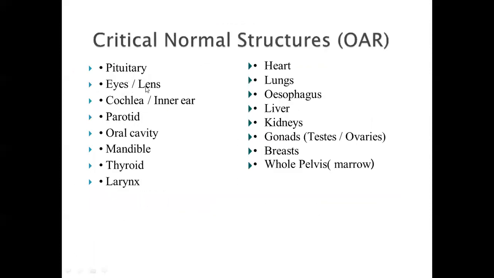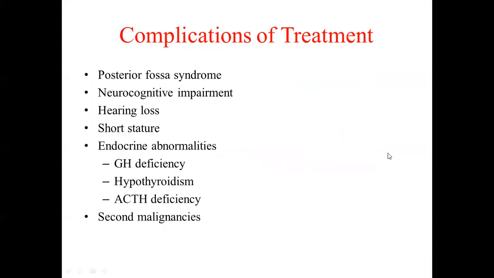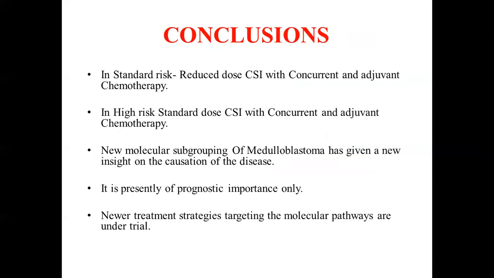All these OARs are treated as eyes, cochlea, parotid, oral cavity, mandible, thyroid, larynx, heart, lungs, esophagus, liver, kidneys, gonads, breast, and whole pelvis. These are the critical structures to be contoured. Those who are doing craniospinal irradiation contouring, they have done all this OAR contouring. Coming to the complications of the treatment, these are the main complications: posterior fossa syndrome, neurocognitive impairment, hearing loss, short stature, endocrine abnormalities like growth hormone deficiency, hypothyroidism, and ACTH deficiency, and secondary malignancies like radiation carcinogenesis.